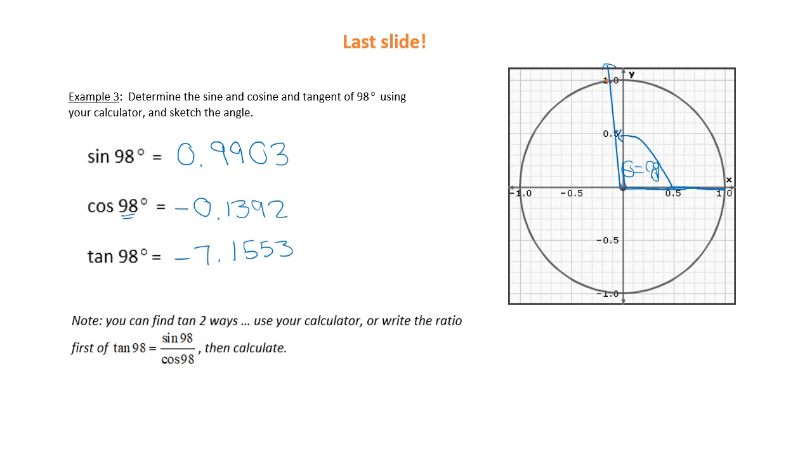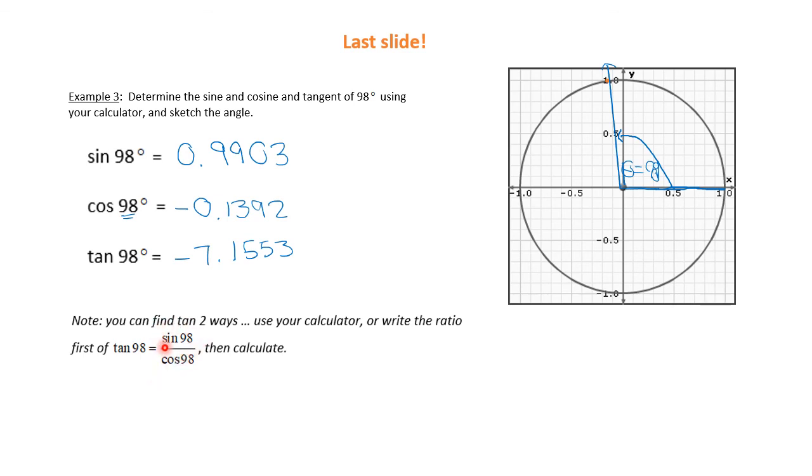At the bottom it says note, you can find tan 2 ways. You can use your calculator, that's what everybody did here. I hope you used your calculator. Or you can write it out, tan is sine over cos. Remember from before we realized that tan is the same as sine over cos because it's opposite over adjacent, which is y over x. So you can also find it this way.